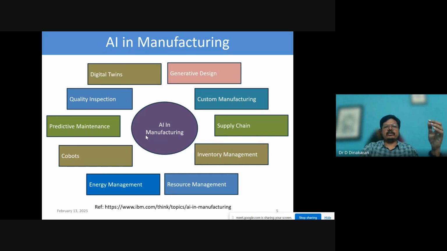That can be linked. So this is how vertically you can link these models to achieve the overall objectives effectively.